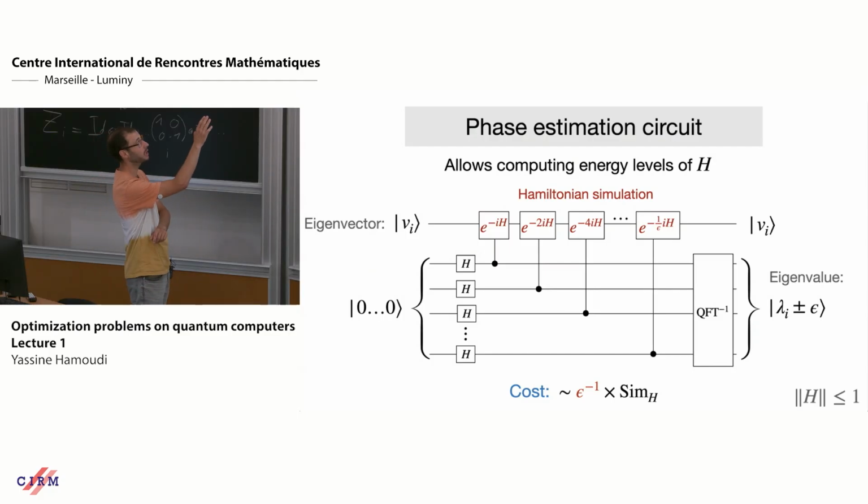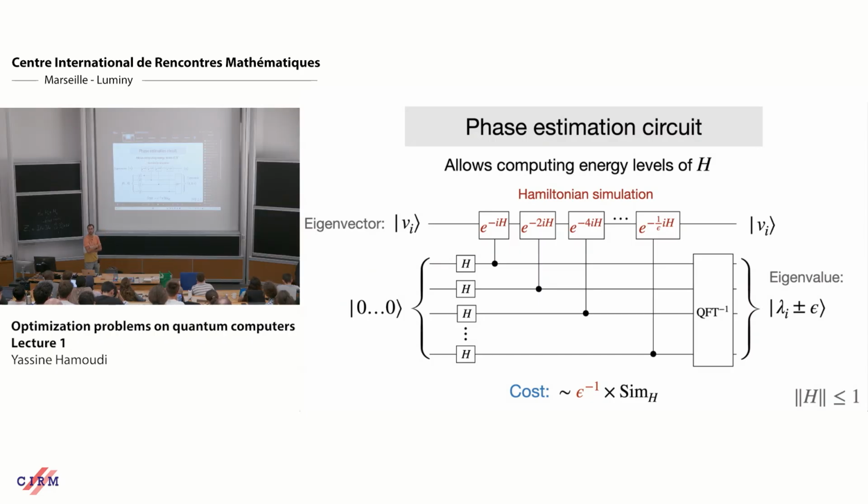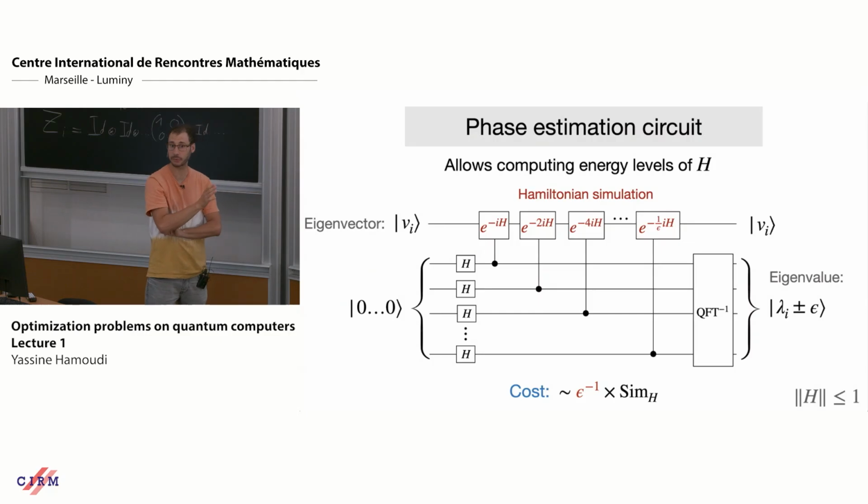So the input is an eigenvector Vi of H. There is a bunch of ancilla. And what you do is you use Hamiltonian simulation with different parameters for the time evolution. So you see, you are making an evolution with 1 unit of time, then 2 units of time, 4 units of time, etc. And at the end, you apply an inverse quantum Fourier transform. Okay, so I'm not going to make the analysis of this quantum circuit, just giving you the final outcome.